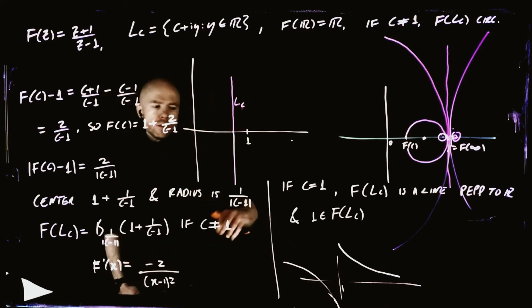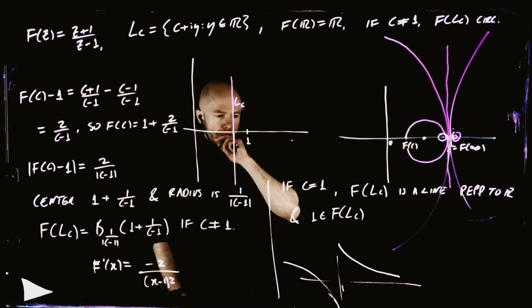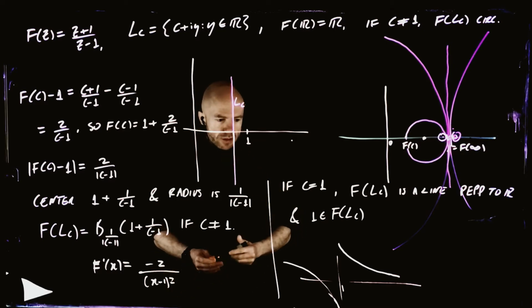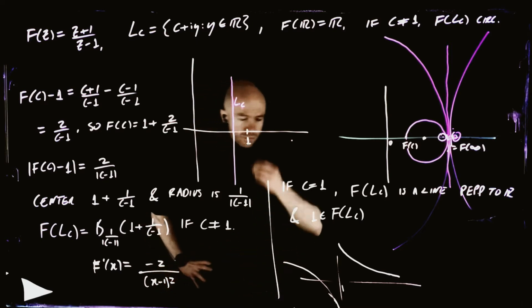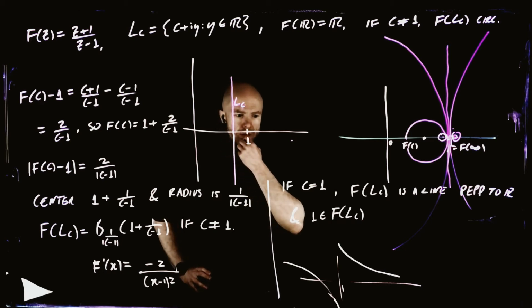So this is what this function looks like in the real line. So it's a decreasing function for every x. Yeah, and that's another way we can tell that for c, which is bigger than 1, then f of c is bigger than 1. And for c which is less than 1, then f of c is less than 1.